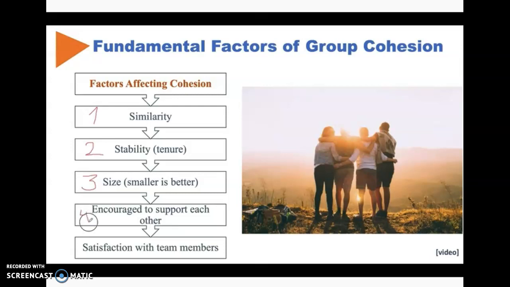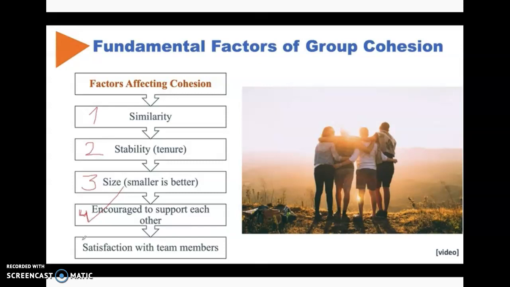The fourth one is whether or not we are encouraged to actually support each other. So the fourth one is support. Whether we receive coaching, whether we are encouraged to support each other, the more we do that, the more group identity we will have, and we will have higher levels of cohesion.